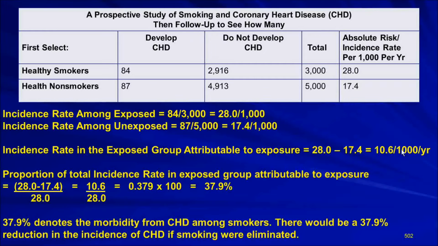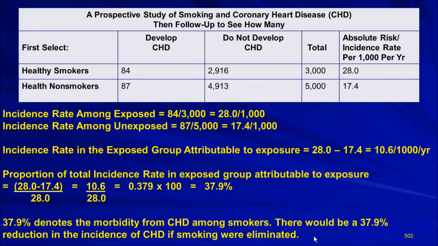And again, we've used a proportion. It's reported as a percentage. That's why I prefer the word proportion, as I mentioned before. You can see the calculations, not too difficult. And the 37.9 denotes the morbidity from coronary heart disease among smokers. There would be a 37.9% reduction in the incidence rate of coronary heart disease if smoking were eliminated.